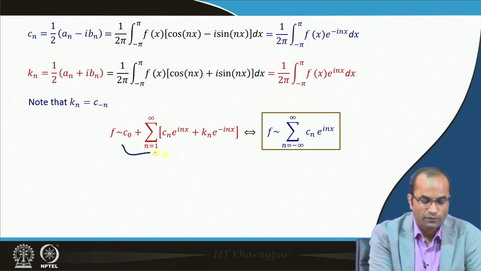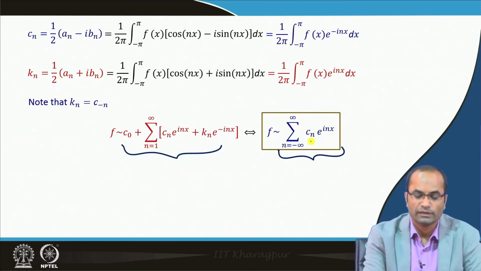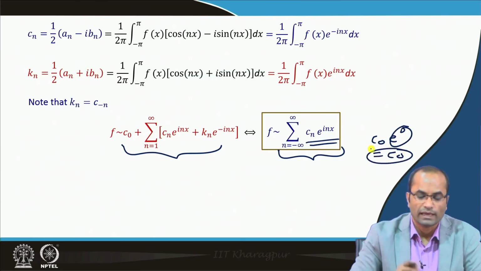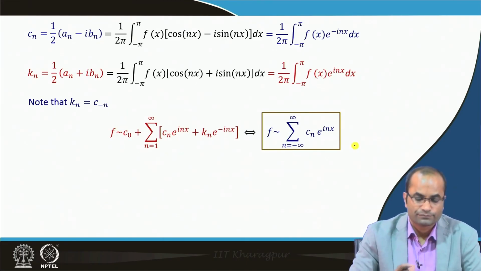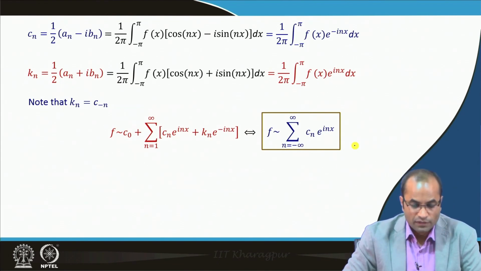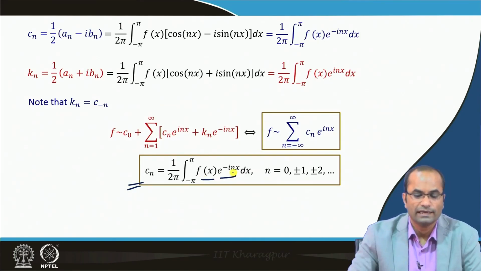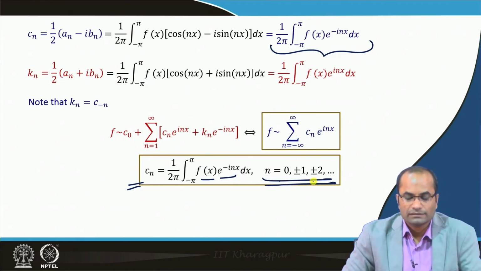So, this form is exactly the same as written in this compact form, which is the sum from n equal to minus infinity to plus infinity of c_n e^(inx). When n is 0, we have c_0 e^0, which is 1. So, we have just c_0 for n equal to 0, and that term will also be incorporated in this infinite sum. So, what is c_n now? The c_n is 1 over 2 pi times the integral of f(x) e^(minus inx), and n is now 0, plus minus 1, plus minus 2, etcetera.